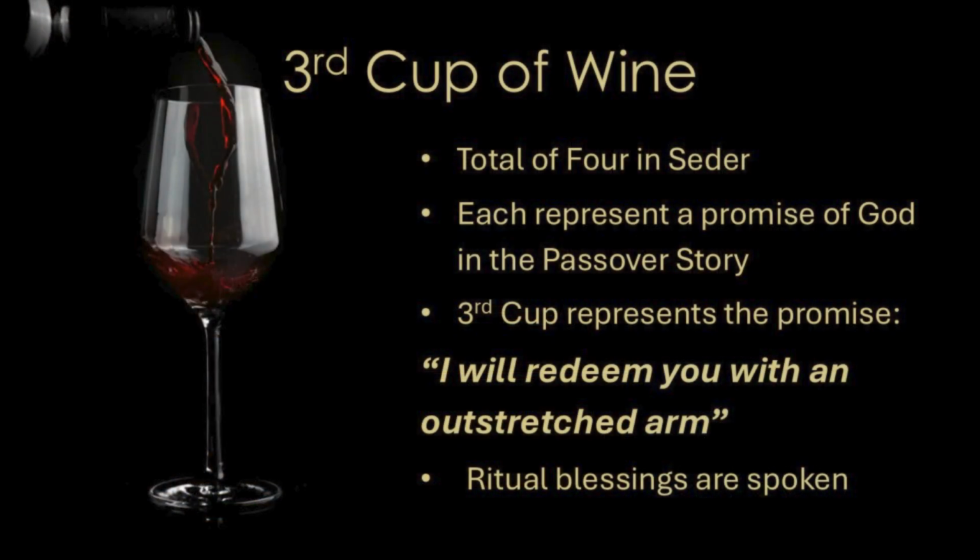After the afikomen is eaten as dessert, we move on to our third cup of wine. Again, 4 total in the Seder, each representing a promise. The third cup represents the promise, I will redeem you with an outstretched arm. And again, ritual blessings are spoken, prayers and praises are made. So go ahead and take your third cup if you'd like, representing that I will redeem you with an outstretched arm.